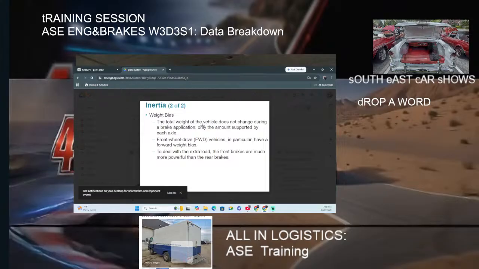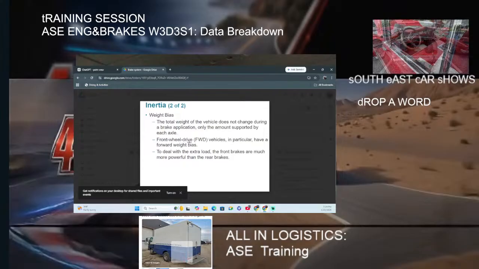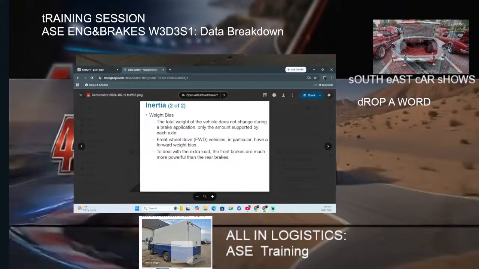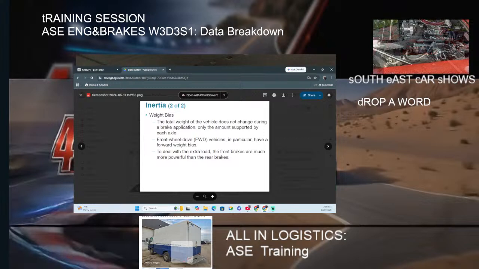The total weight of the vehicle does not change during a brake application, only the amount supported by each axle. Front wheel drive (FWD) vehicles in particular have a forward weight bias. To deal with the extra load, the front brakes are much more powerful than the rear brakes, which makes sense because there's more weight on the front, because that's where the engine is. I wonder if it's different if the engine is in the back. So that's one thing we need to figure out.